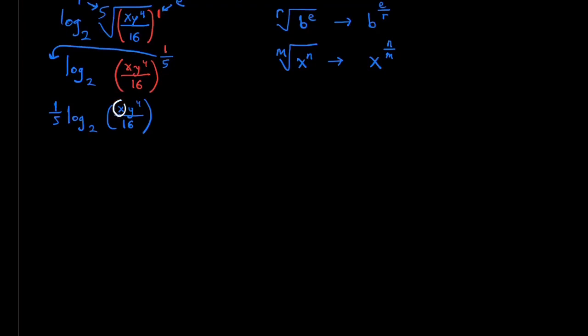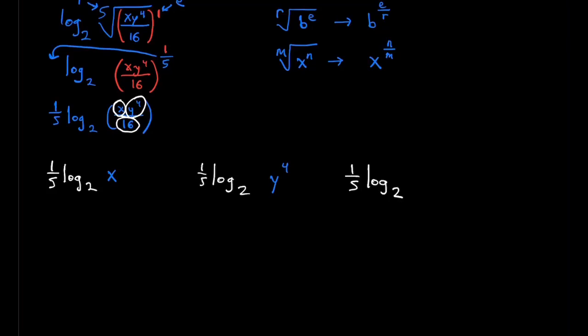So here we have 2 terms from the top. These are multiplying, and they're being divided by a 3rd term. So that means that there are 3 of these, and you want to write this 1/5 log base 2, 3 times, 1 time for each term. After that, go ahead and fill out the terms in the same order. The first one is x, the second one is y to the 4th, and the third one is 16.